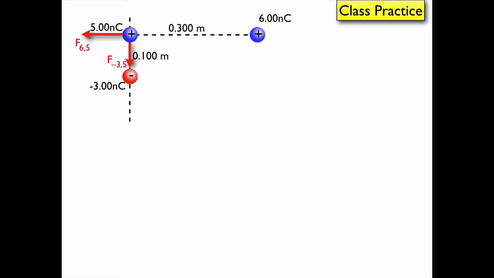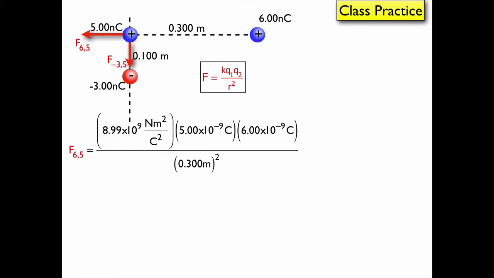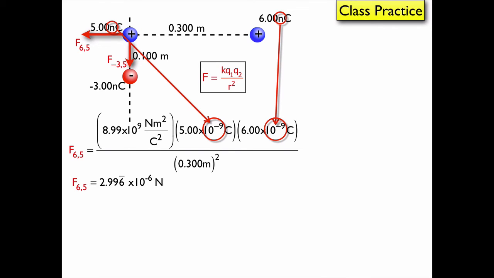To find the magnitude of the two forces, it's electric charges that are interacting with each other, so I'm going to use Coulomb's law, k q1 q2 over r squared. I'll find the magnitude of these two vectors using Coulomb's law, and I get 8.99 times 10 to the 9, 5 times 10 to the negative 9 coulombs. So it's a nanocoulomb, that's the n, and I'll replace the n with 10 to the negative 9. And the other one is 6 times 10 to the negative 9, and again I'll replace the nano with 10 to the negative 9. So it's all set, and there's my answer, 2.996 times 10 to the negative 6 newtons.